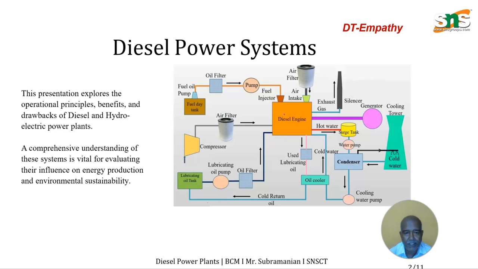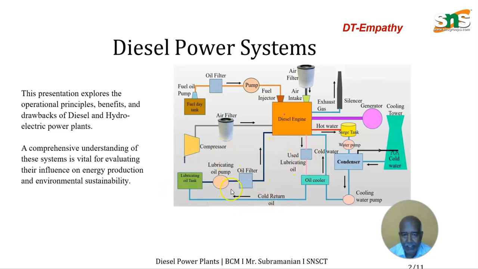In all other power plant systems, we use a turbine to generate electricity. But in diesel power systems, we do not use turbines. But it is more complicated here. There are three cycles. One is the oil filter cycle. Next is the air filter cycle, and lubricating the diesel pump.